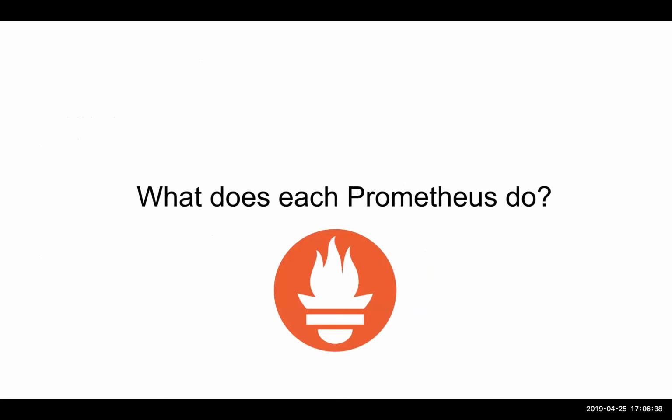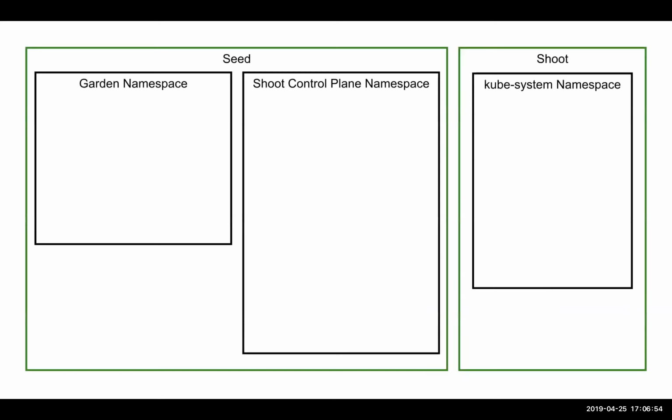So the question is, what does each Prometheus do? If you're in the Gardener team and you look at some Prometheuses and wonder what they do, or if you look at the code, there's more than one. So let's get into it. Let's look at scenario number 1, shoot monitoring. Here I have a seed and a shoot. Inside the seed, we have a garden namespace and a shoot control plane namespace, which is where the control plane of the shoot is, which you can see on the right. And in the shoot, there is a kube-system namespace, so just everything normal.